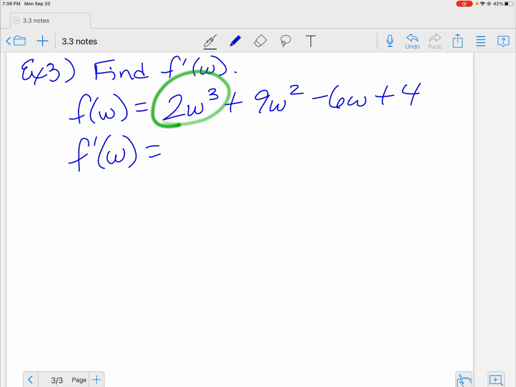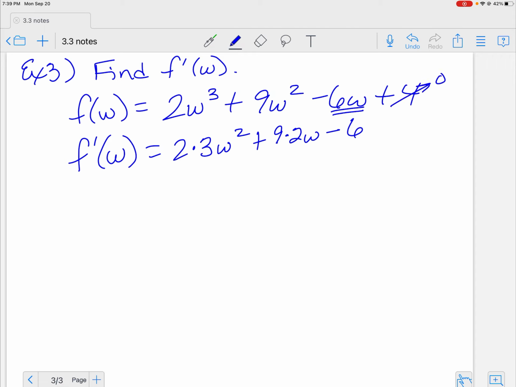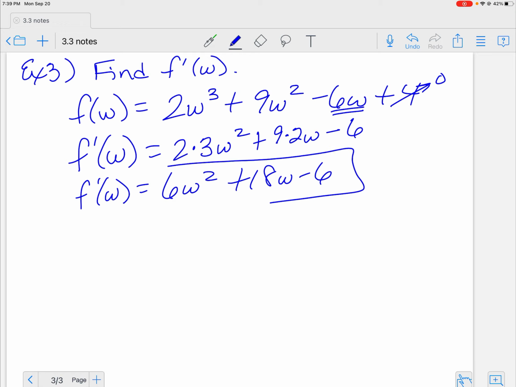Take this derivative. It's the power rule, right? Bring the 3 in front. So this is 2 times 3, w squared. And honestly, if you write a 6, I am down for that. Do you see that? Plus 9 times 2, w minus. Remember, we said anytime you just have the w, you just write the coefficient. And then I know this constant goes to 0. So you get 6w squared plus 18w minus 6.